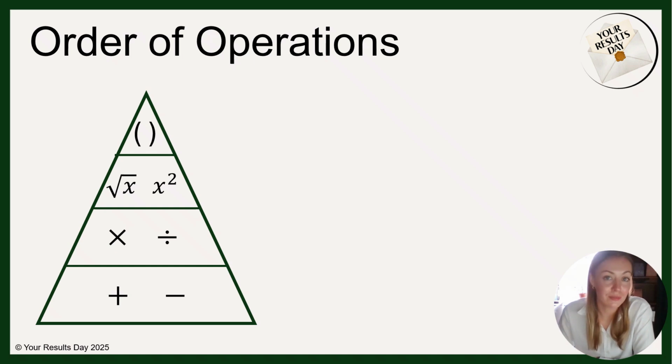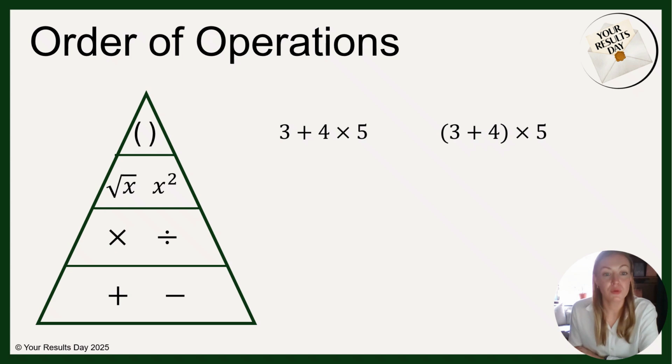So we start by looking for any brackets in the calculation, and then we move on to indices. That does also include roots. Then we do multiplication and division simultaneously, and we do addition and subtraction simultaneously. Here are two very simple questions, for example.